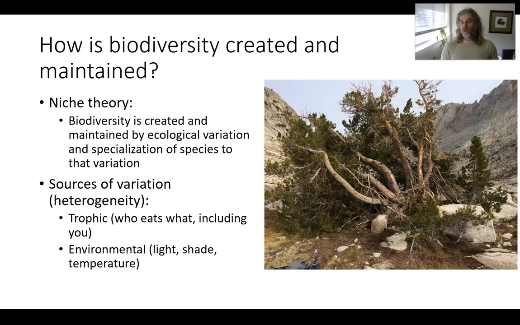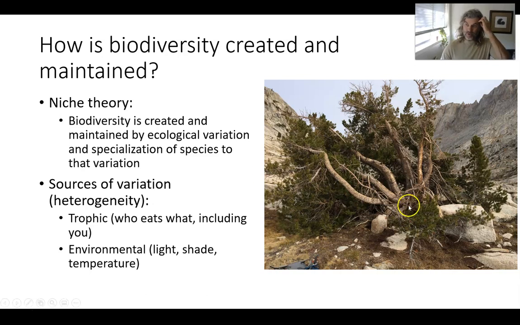However, biodiversity can also be created and maintained through heterogeneity, so variation in what you eat or who eats you, and other kinds of variation in light, shade, and temperature. Sometimes this can nest very well into niche theory, and sometimes it's a bit more variable than that because populations and environment vary in time and space. So the creation or adaptation of particular niches is not set in space.